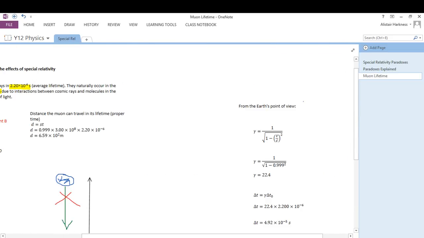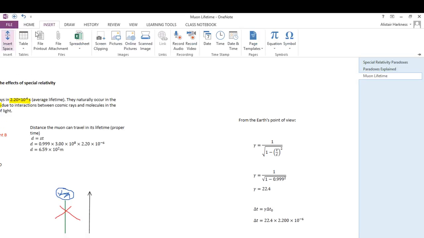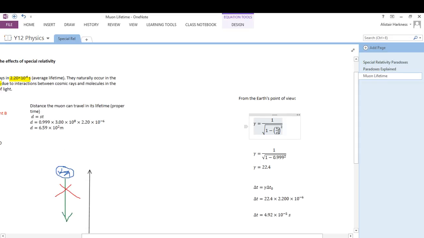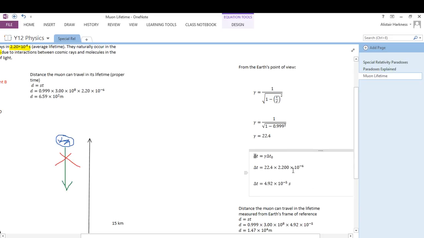So I've just prepared them over here. So from the Earth's point of view, let's just look at what gamma is. So gamma, our Lorentz factor, which is this. We can calculate that since we know that v is 0.99 of c. So we get a gamma factor of 22.4. Therefore, when we measure the time interval in Earth's frame, it's going to be 22.4 times bigger than the proper time. So we're going to get a lifetime of this. It's still a tiny lifetime, but significantly bigger, 22.4 times bigger.